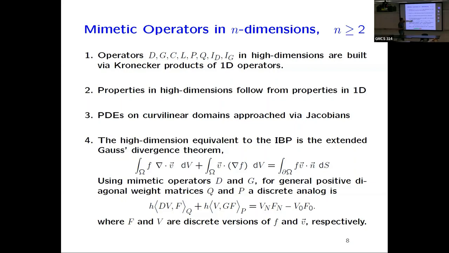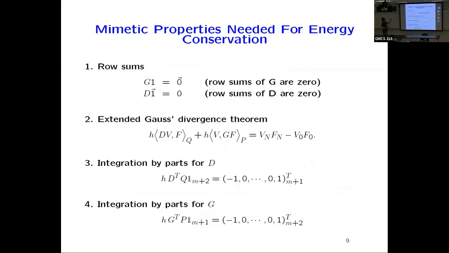Here we have a continuous scalar field. F is the discrete version of it. V is a continuous vector field, and the capital V is the discrete analog of it. And so, properties that we will need for the conservation: when you consider the scalar field one, if you apply the gradient, it should give you zero.